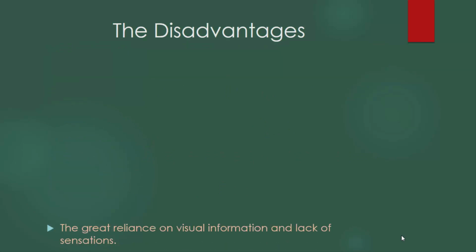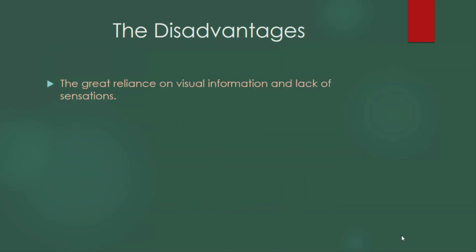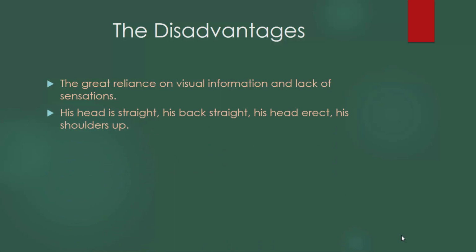So the disadvantages are a great reliance on visual information and lack of sensations. This guy is not emotional, okay? He does not care about your feelings, whether you are right or wrong. He will tell you, I don't give a single damn. Go and attack those stupid bad guys. His head is straight, his back is straight. Like I said, this may be a disadvantage, why? You will feel that he is not a modest person.